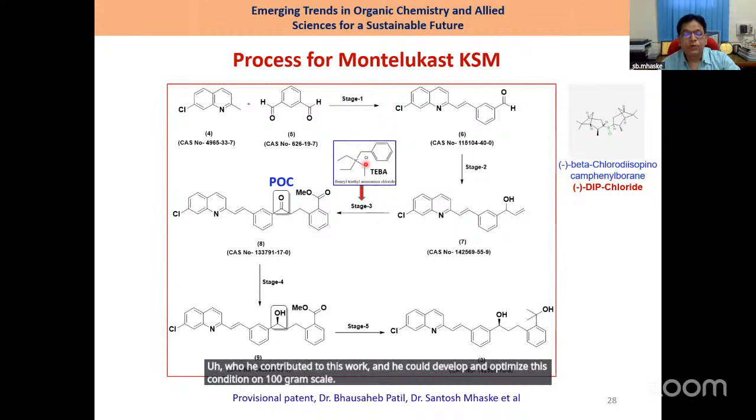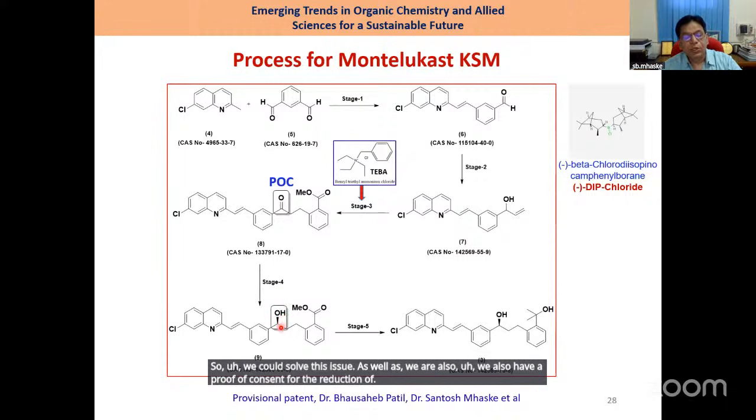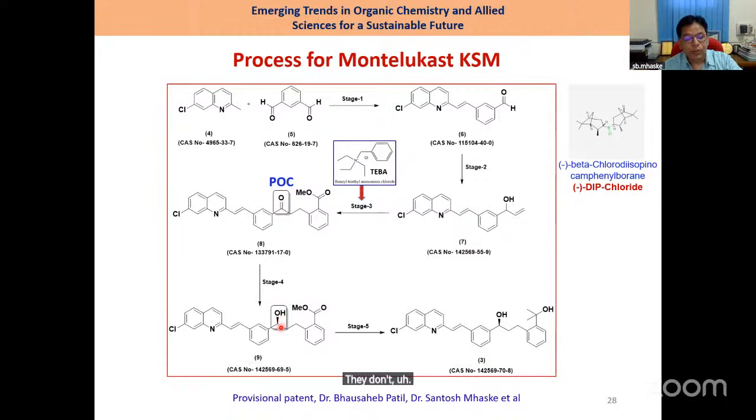So now whatever substitute we have instead of TEBA is completely safe for the environment and non-toxic, and it is required only in a small amount. We could solve this issue, and we also have a proof of concept for the reduction of the ketone to the corresponding alcohol using an enzyme. We have Dr. Mahesh Patil here.